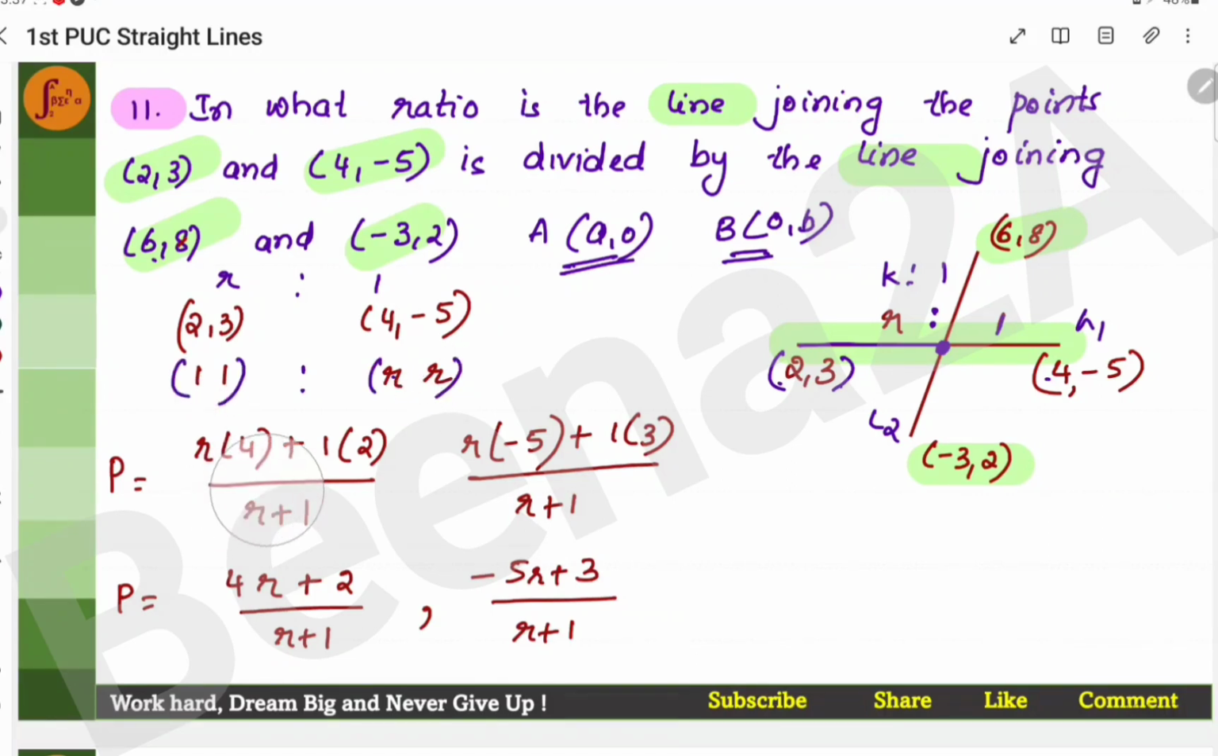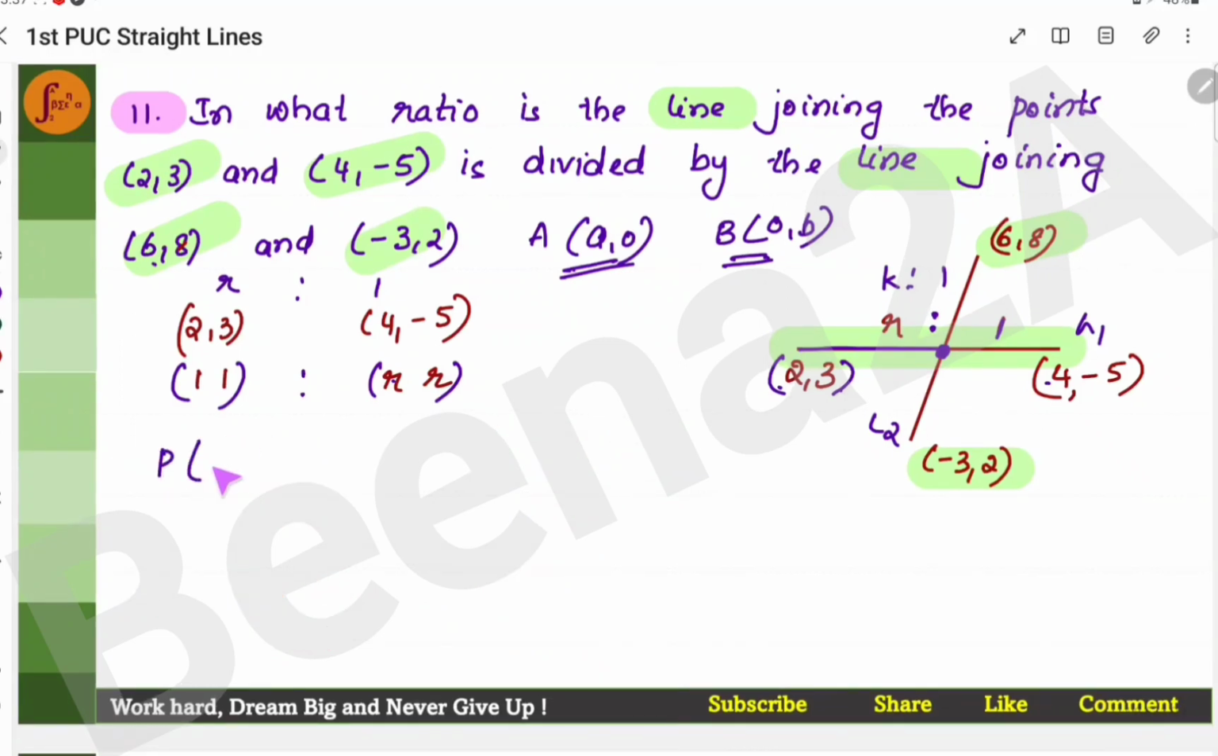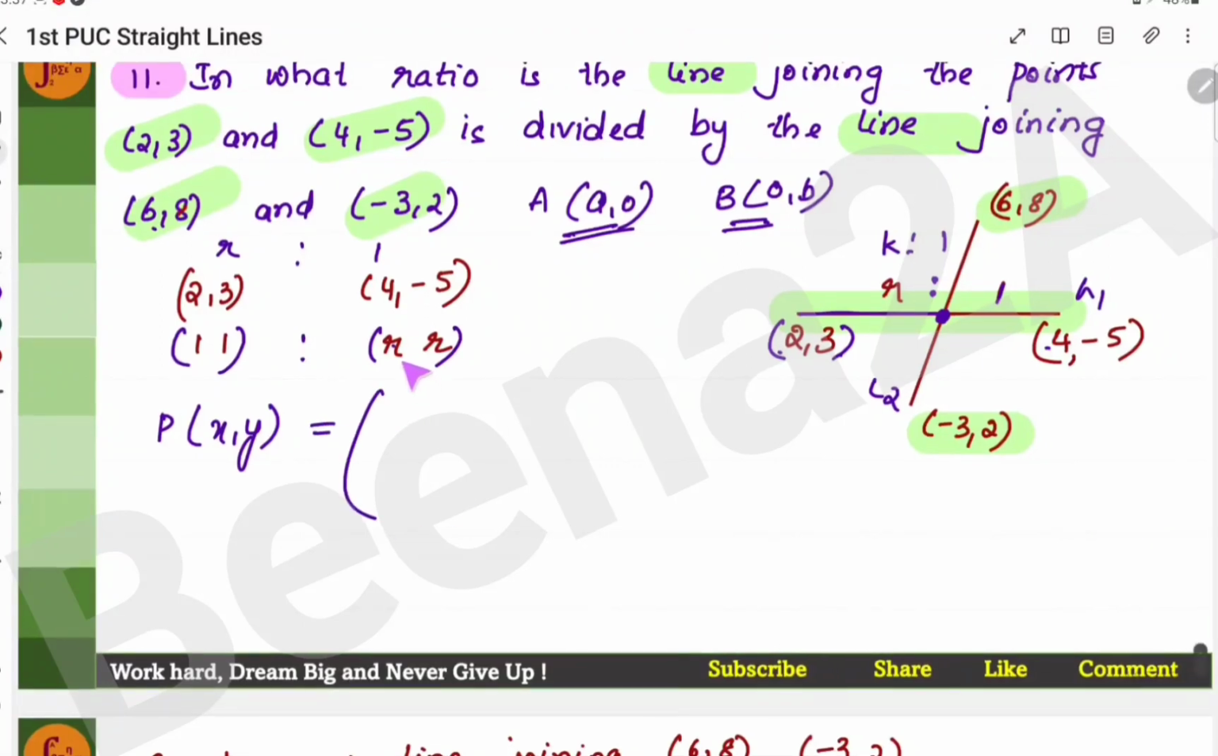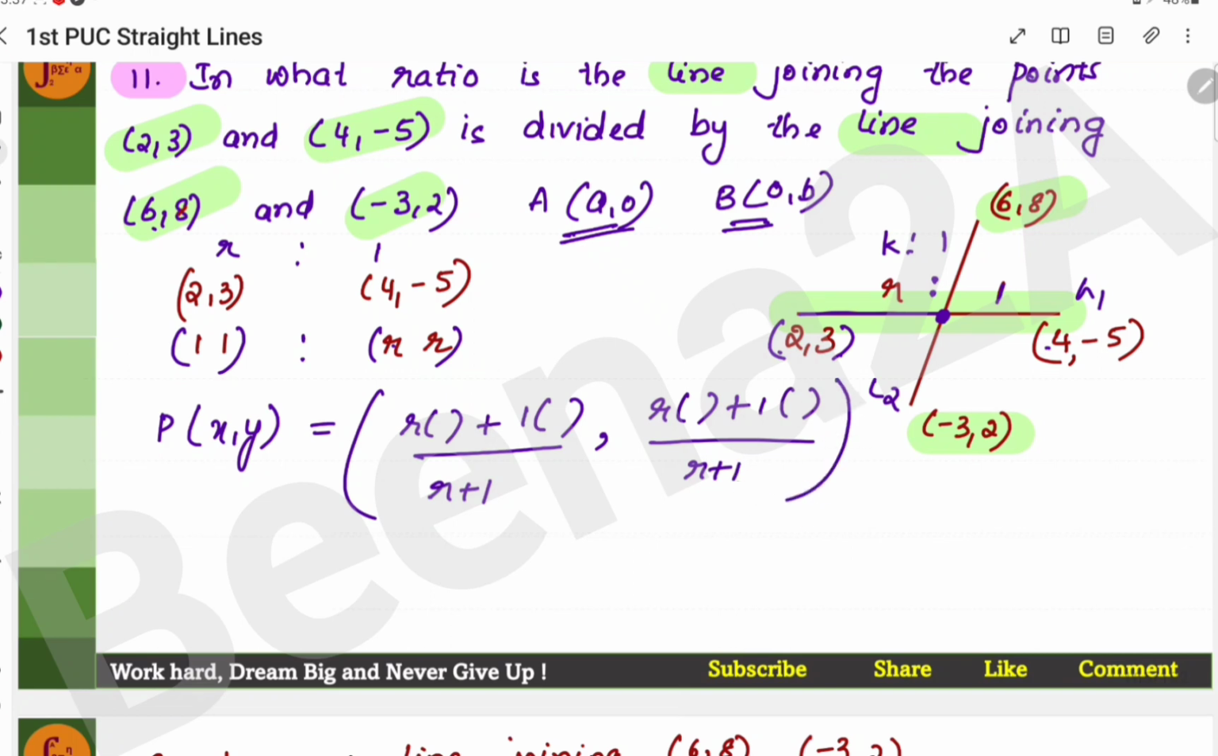Now same method, let's solve this. Let's take the point. We don't know what that point is. We'll just find that point. Now what did I say? First you'll have to put the ratios. R is to 1. R something plus 1 something by R plus 1. Here also R something plus 1 something by R plus 1. Now what is this something? This is x coordinate, this is y coordinate. So what you have as x values? You have 4 and 2. So near R you should have 4. So put 4. And then here near 1 you should have this x coordinate, which is 2.